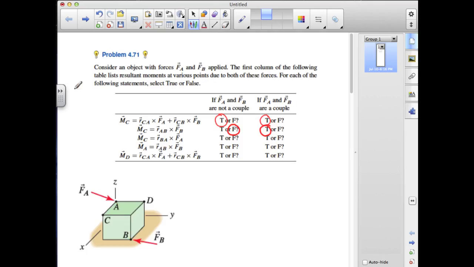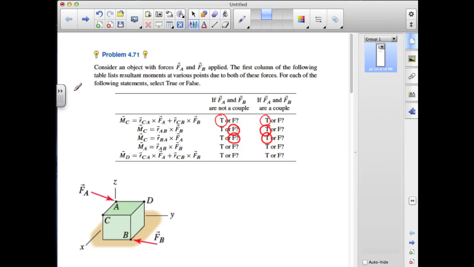Similarly, we have in the third row, the moment about C is equal to RBA cross FA. For the same reason that this is false and true respectively in the second row, it's also false and true respectively in this row. The moment about C would not be RBA cross FA if FA and FB are not a couple, but because a couple is a free vector, it would be true if FA and FB are a couple.